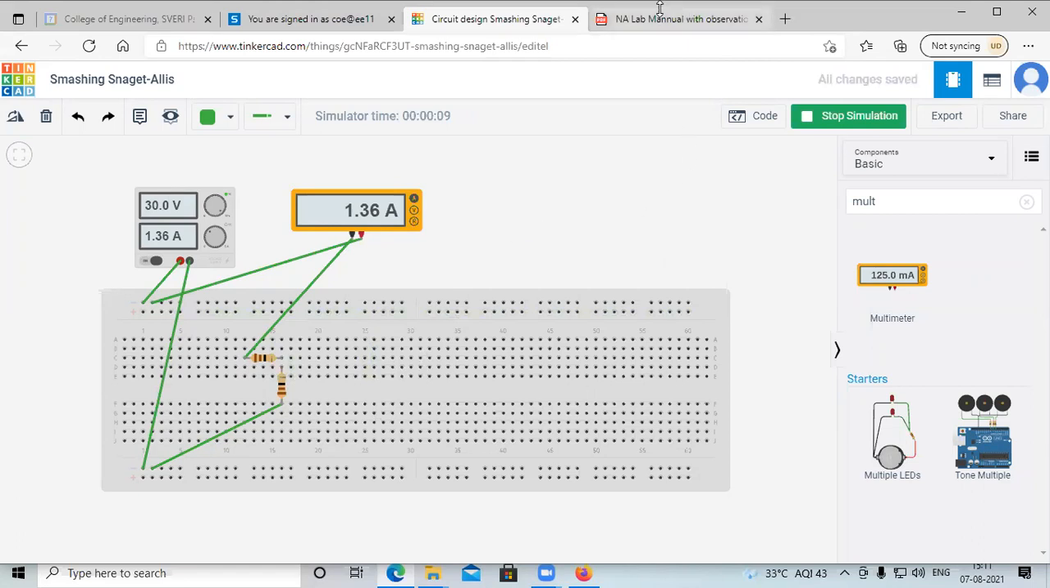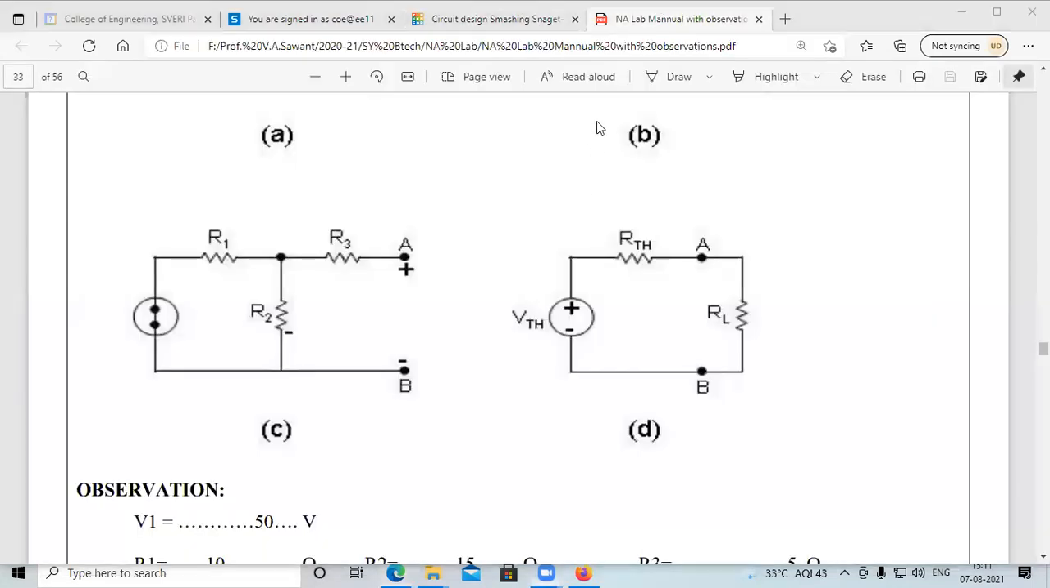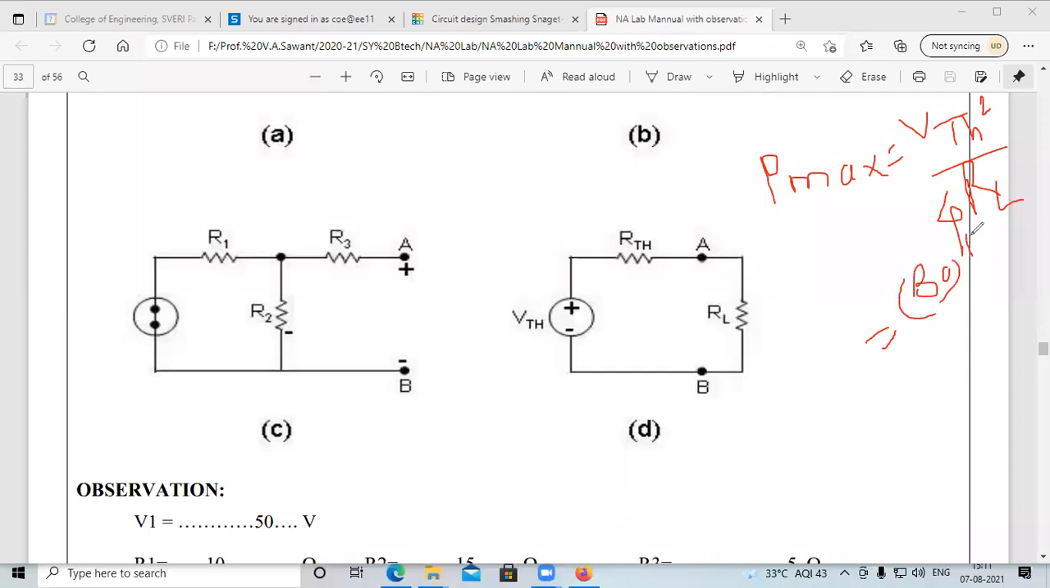Then calculate the value of P max according to the formula, that is the maximum power. P max is equal to VTH square divided by 4 into RTH or RL. So see, VTH square is nothing but 30 square, divided by 4 into RL. The value of RL is nothing but 11.